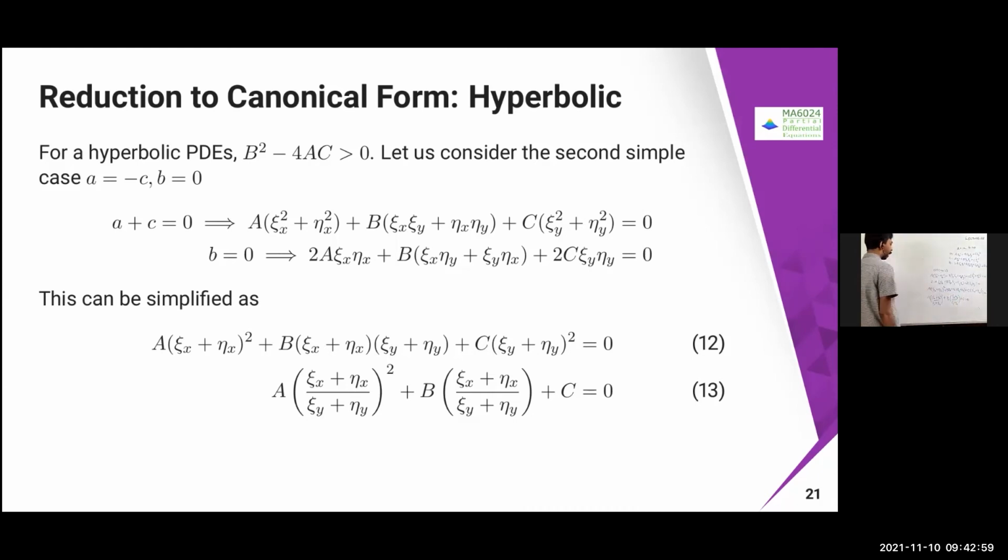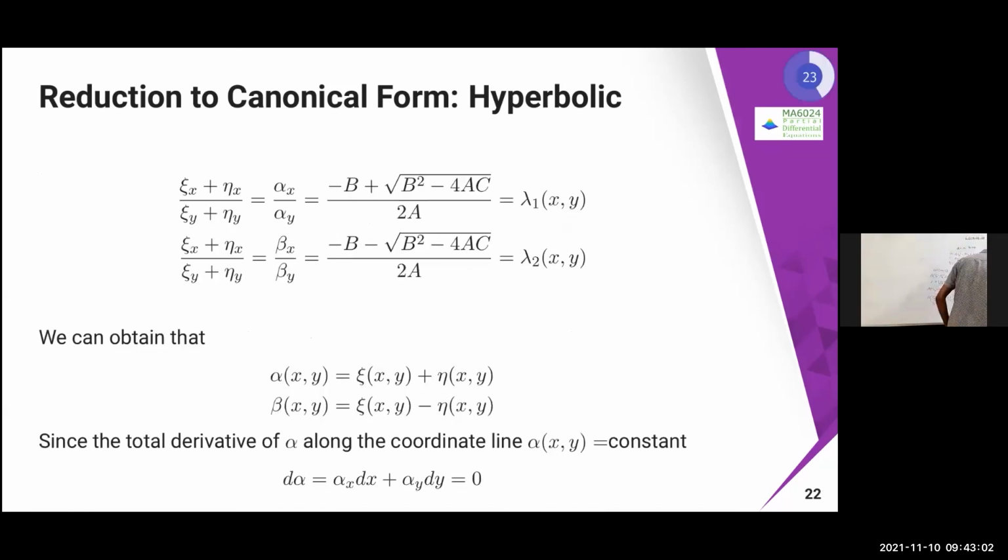So therefore, my characteristic system, I'm going to take it as follows: (chi x plus eta x) divided by (chi y plus eta y). If I solve this, it is a quadratic equation. I'm going to get something like alpha x by alpha y, because the upper part is everything with respect to x, and the lower part is with respect to y. That's the reason I'm putting the notation alpha x, alpha y. So that is going to become minus b plus square root of b square minus 4ac divided by 2a. This I'm going to call lambda 1.